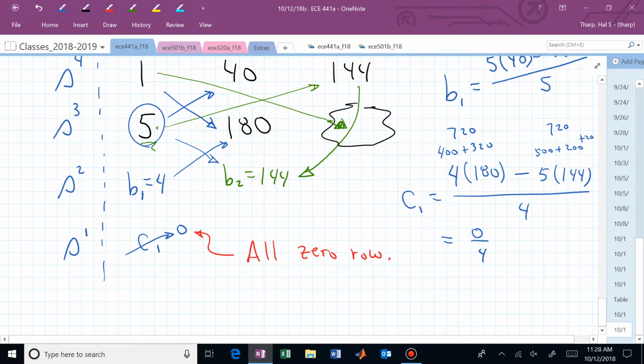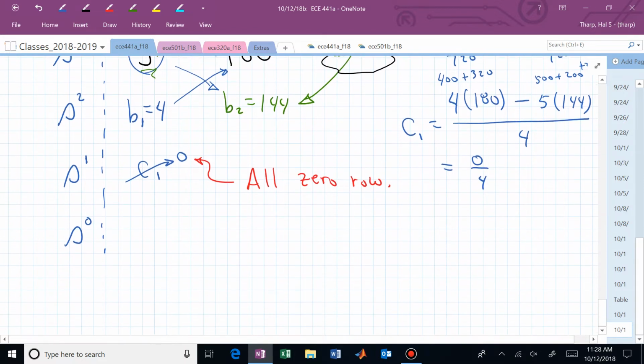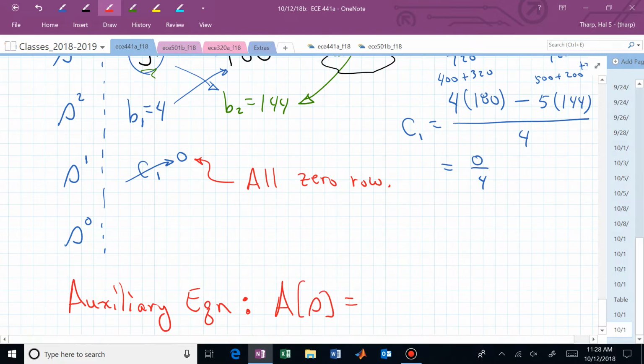I can't continue because I would have to be then dividing by that c1, which is 0, in order to build up this last entry, and I can't divide by 0. So now I need to introduce an auxiliary equation, and that's now going to be A of s, which comes from the elements in the row above the all 0 row. So now I'm pulling down the expression that I can build from the s squared row, and that's now 4.